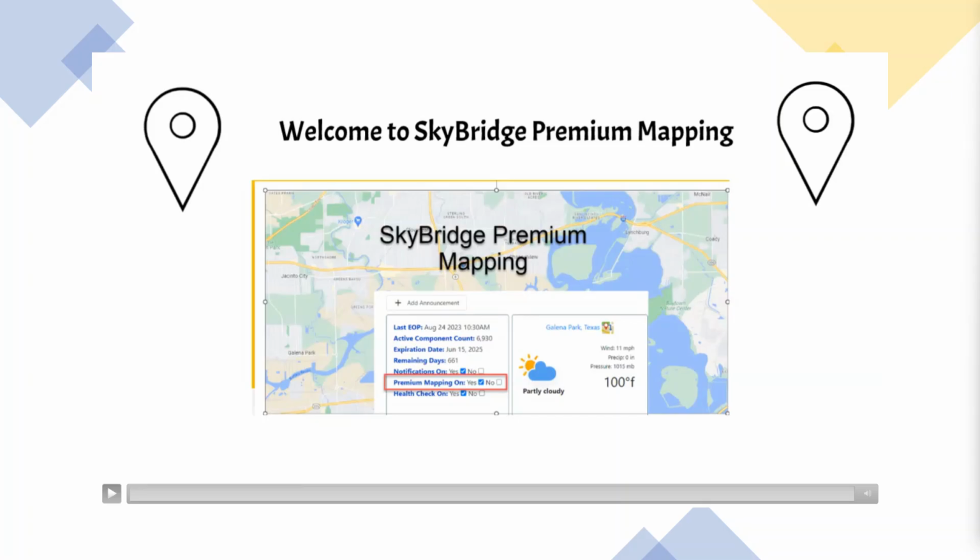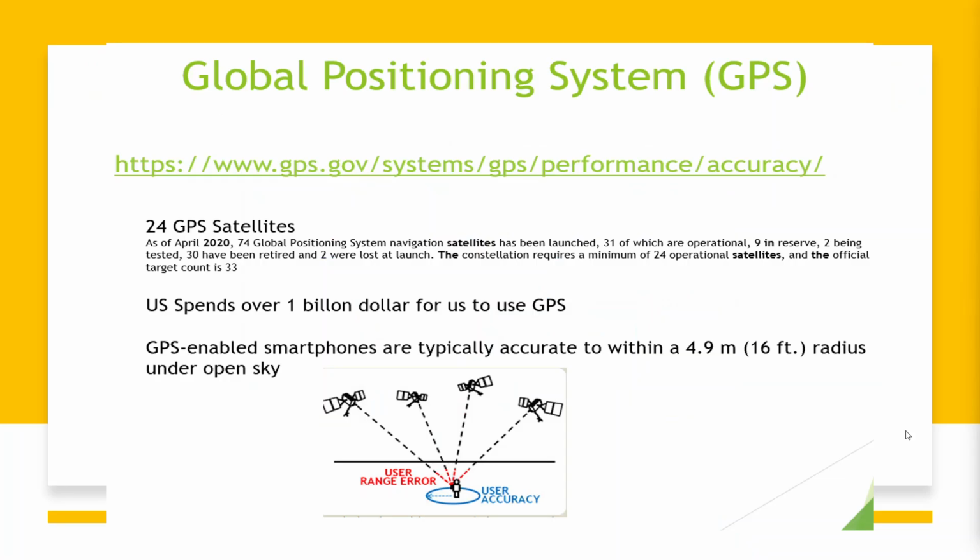All about mapping, GPS. Okay, GPS, global positioning system. There's about 30 something satellites. This is an older form here, but there's about 30 something satellites up in space, and that will help you to track, identify where those components are using the GPS coordinates that can be captured while the technician is out monitoring in the field.